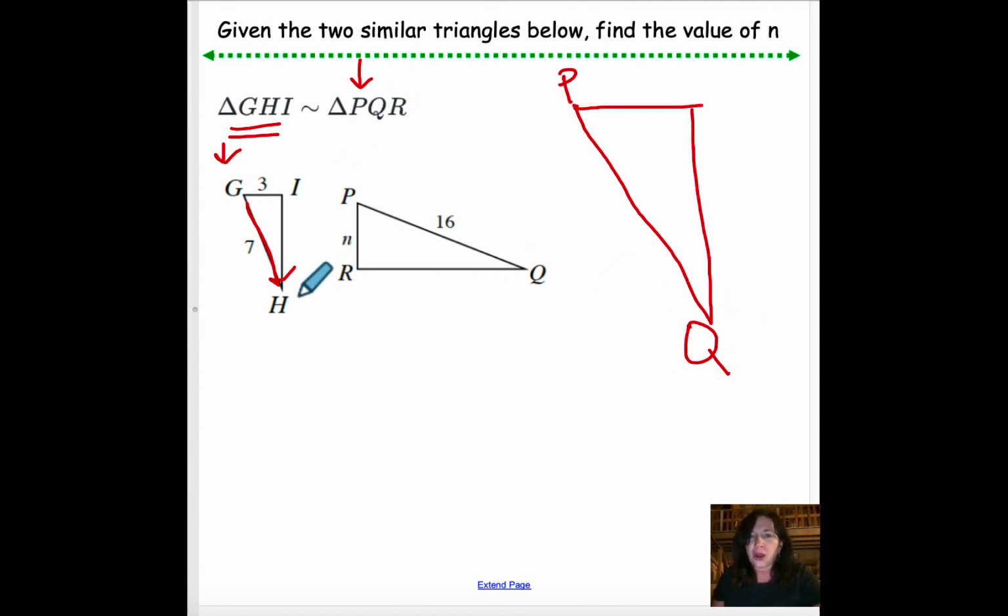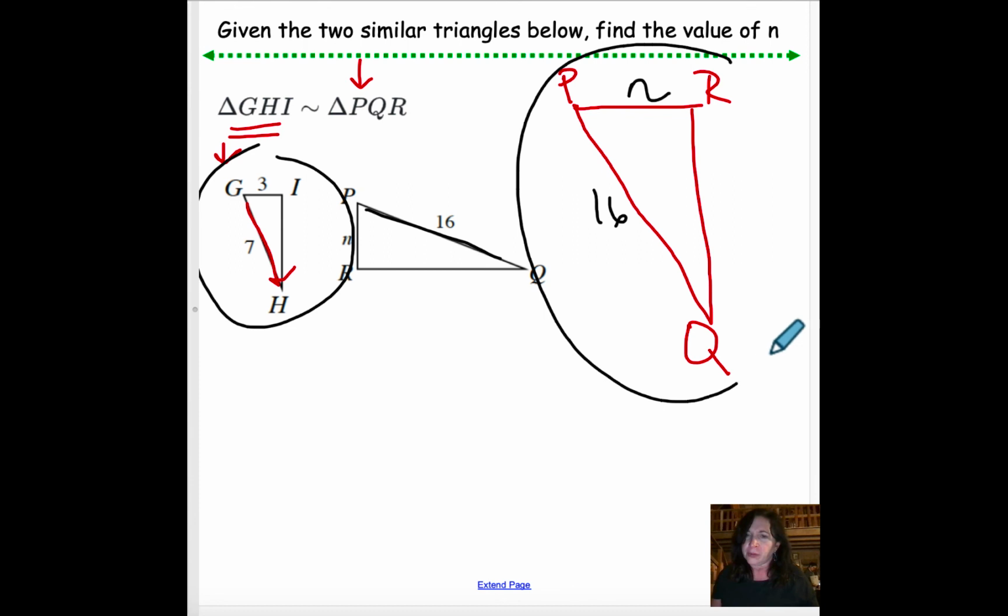And then up to I. So then that's going to be my R. And so now I'm just going to label in my values. I know that PQ is 16. I know PR is N. So now I'm using this triangle here and then this one right here.